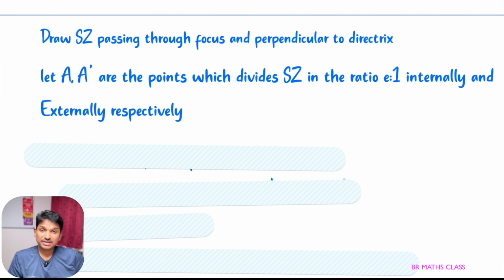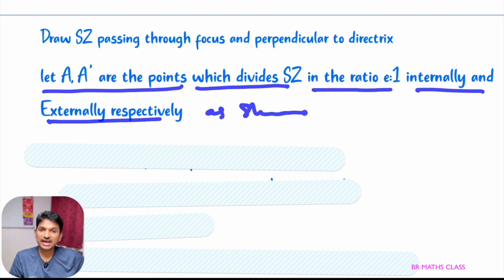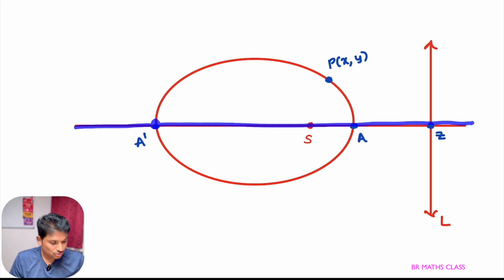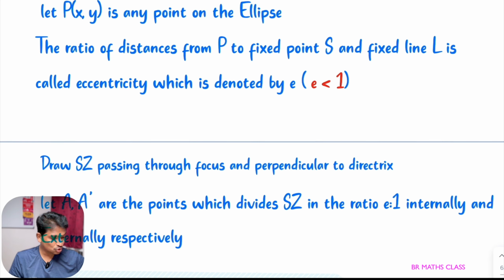Next point. You observe this carefully. This is important. Let A and A dash be the points which divide SZ in the ratio 2 to 1 internally and externally as shown in the figure. You write here, as shown in figure. Look here. I'll take this point as A and this point as A dash. See here, this point A is in between S and Z, so A divides SZ internally. And this A dash is on the line SZ only, but it is not in between S and Z. So A dash is a point which divides SZ in the ratio 2 to 1 externally. I have taken 2 points here, right?